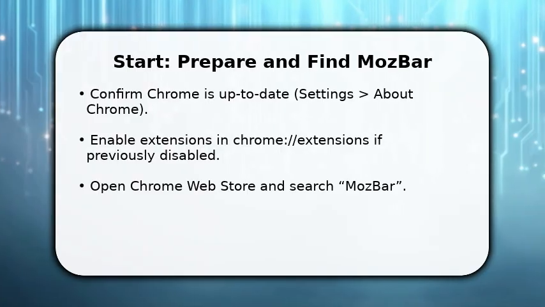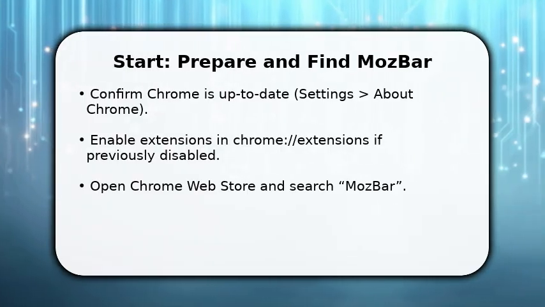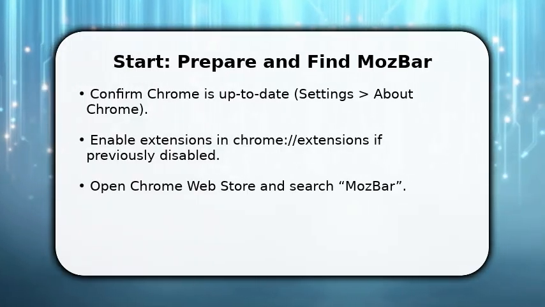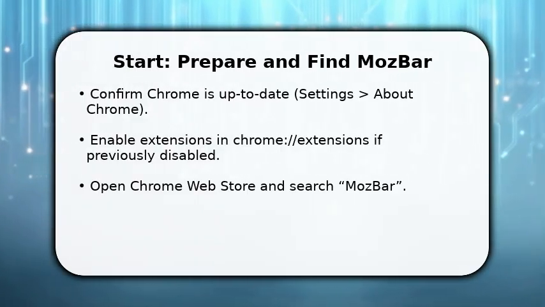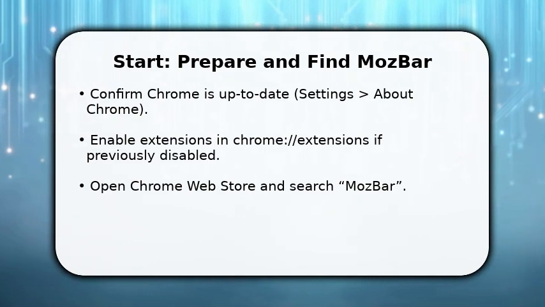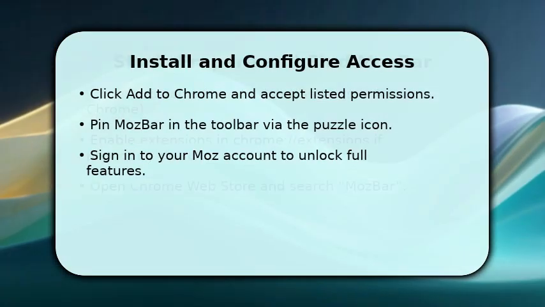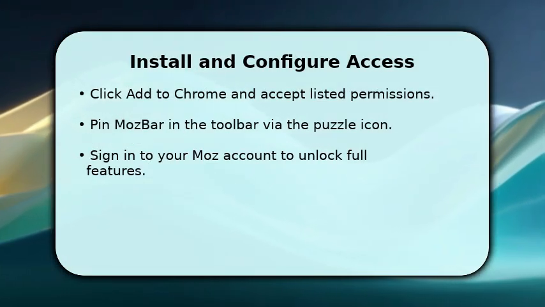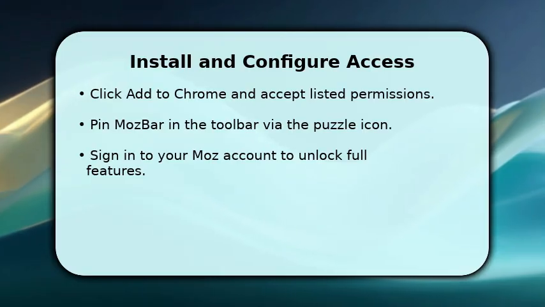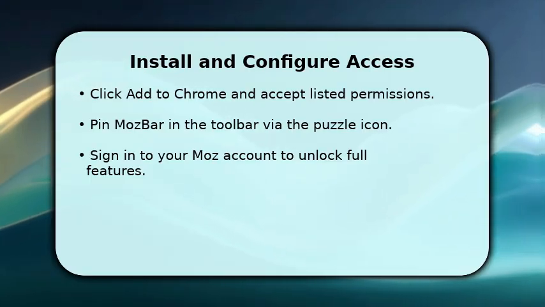You're now set to begin the install, so focus on the Add to Chrome button and the required permission prompts that follow. Click Add to Chrome and confirm the permissions. This grants the extension necessary access to analyze pages. Once installed, pin Mozbar from the Extensions menu so it's visible in your toolbar for quick access.